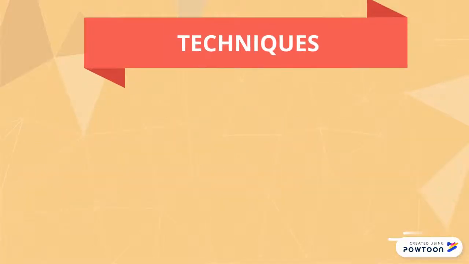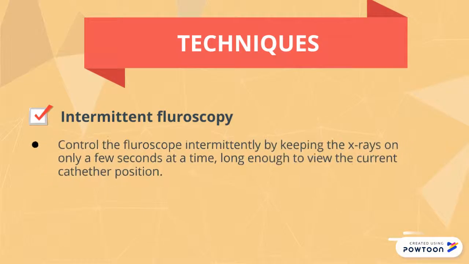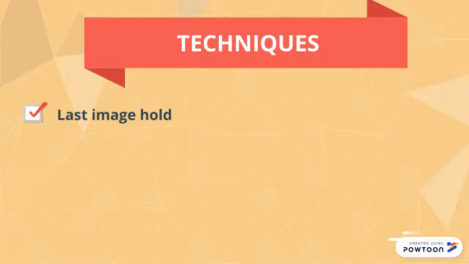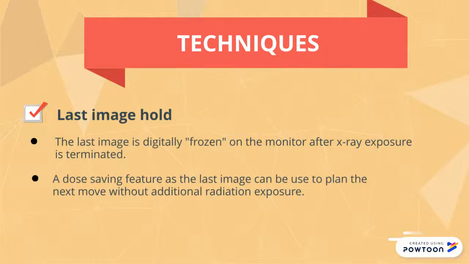Next, the techniques used. The first example is intermittent fluoroscopy. It controls the fluoroscope intermittently by keeping the X-rays on only a few seconds at a time, long enough to view the current catheter position. The second example is last image hold. The last image is digitally frozen on the monitor after X-ray exposure is terminated. It is a dose-saving feature as the last image can be used to plan the next move without additional radiation exposure.